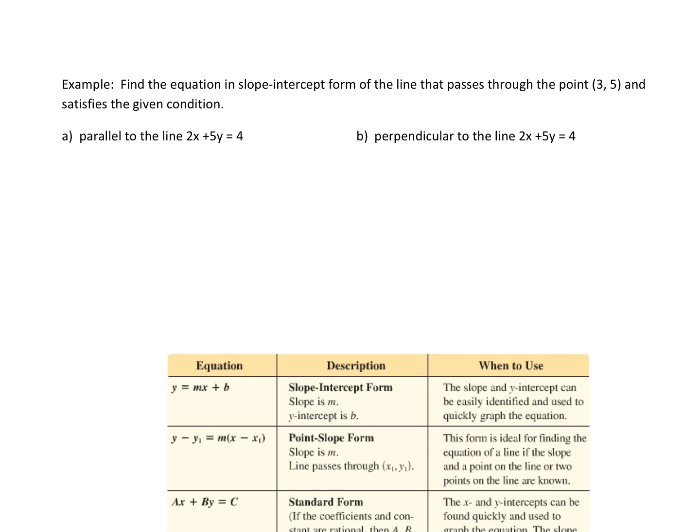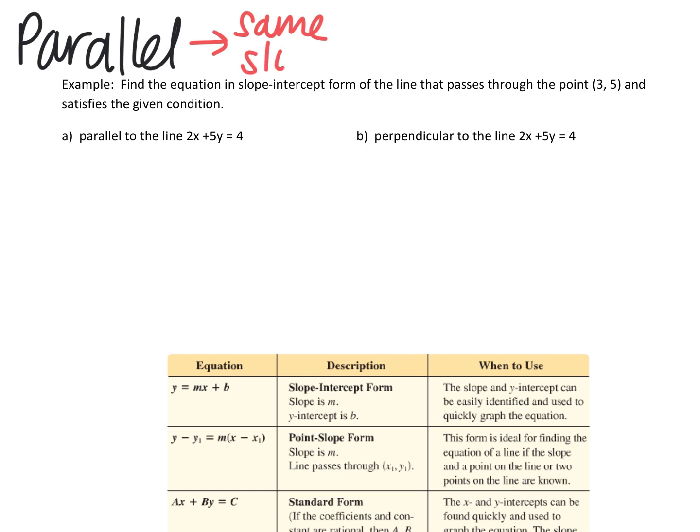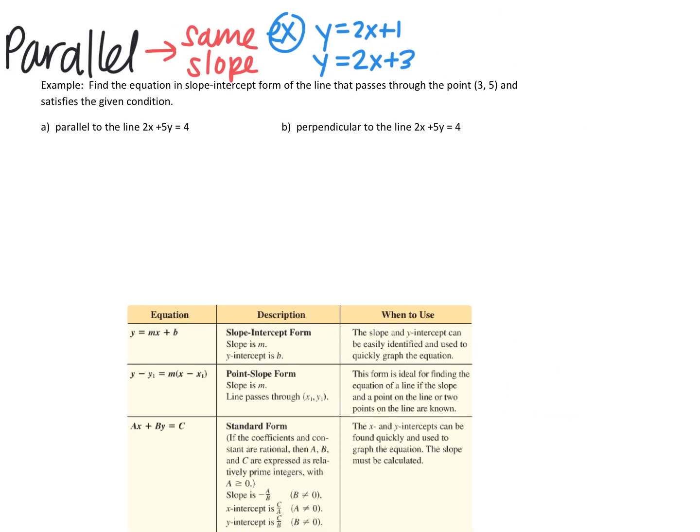If lines are parallel, then they have the same slope. Parallel lines, same slope. Okay, an example of this would be if you have these two lines, 2x plus 1 and 2x plus 3. They have different y-intercepts, but their slopes are the same. And since their slopes are the same, you would say that these two lines are parallel.